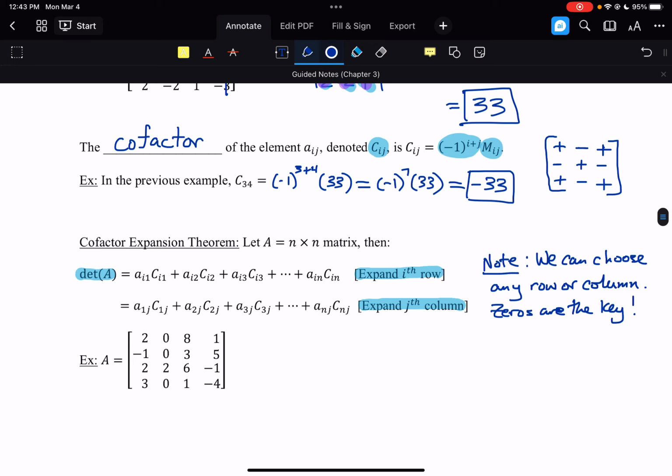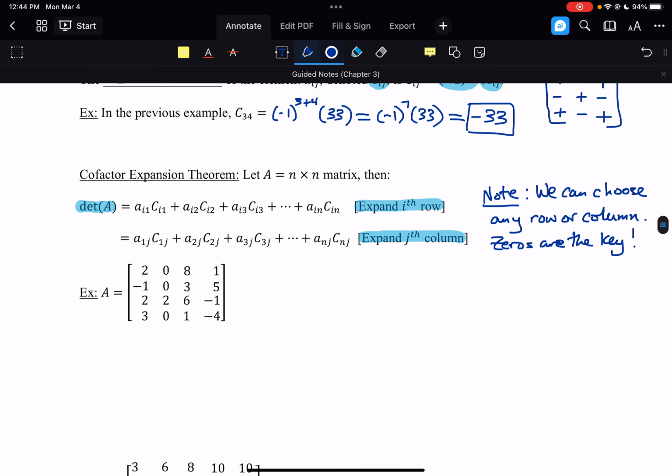Because if I have a row that's mostly zeros, then it doesn't matter what the cofactor is, because the A term is 0, and this term is 0, and so this term is 0, and you don't need to compute a lot of these cofactors if the term next to them is 0. So anytime you can find a row or a column with zeros in it, that's going to be a very helpful way to solve for a determinant. So let's look at this example down here.